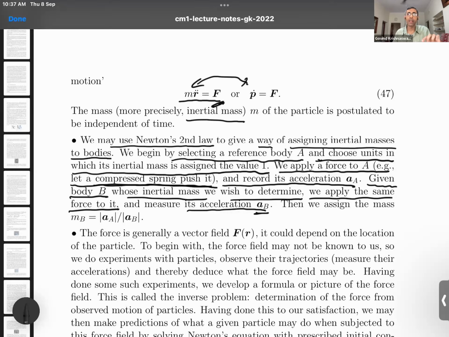We have assigned the inertial mass to the reference body, the value 1. Okay, we are free to do that. We are free to work in units. What will you take as the reference body? That is totally up to you.